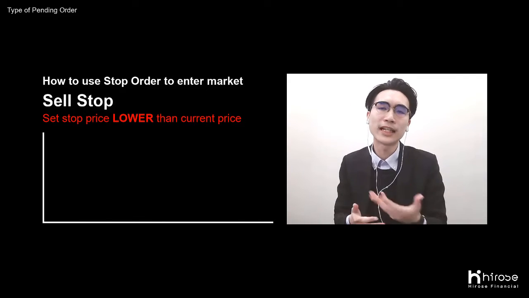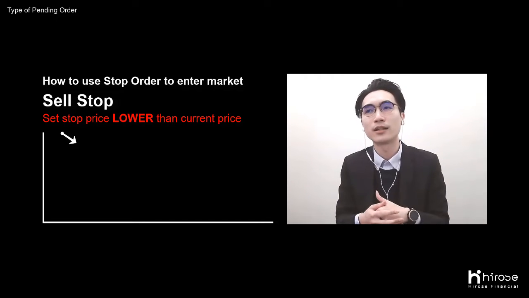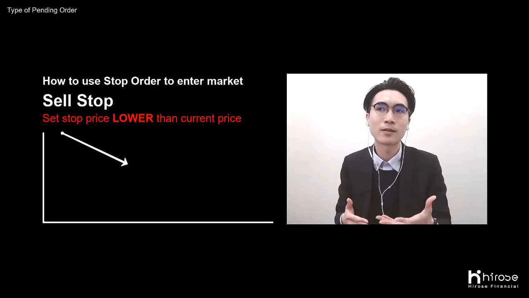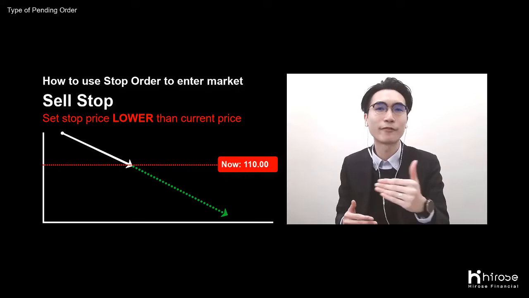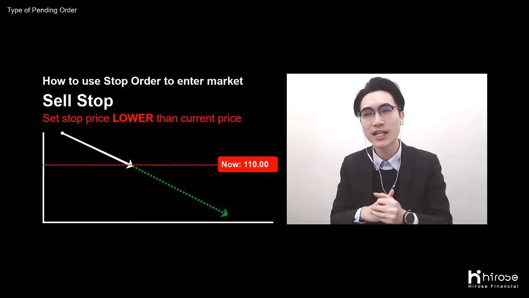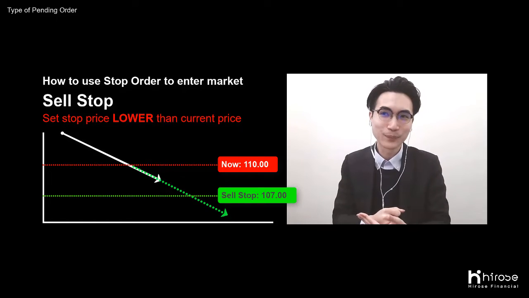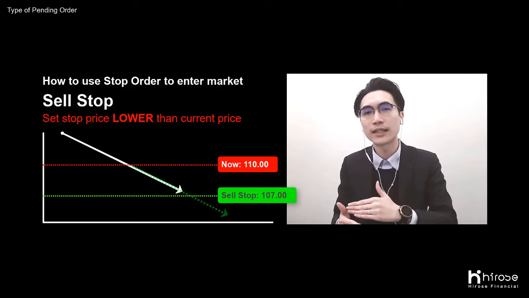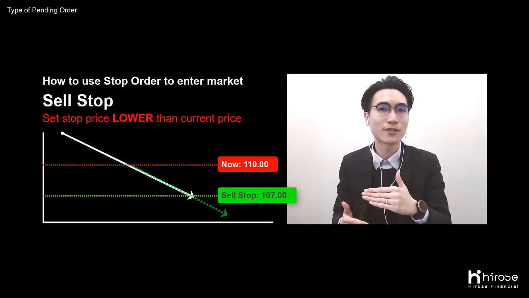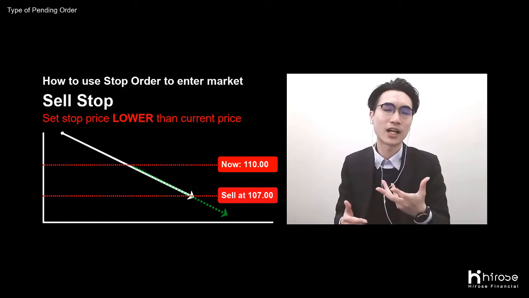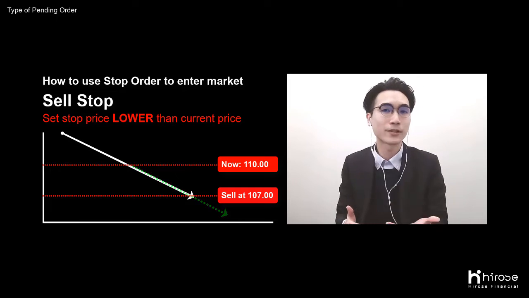Next, on the other hand, we have a sell stop order. Let's say again, the price for US dollar and Japanese yen now is 110. Predicting that the price is going to fall when it reaches 107, I will set my sell stop price at 107, which is lower than the current price. So when the market gets to my sell stop price, my order is going to be executed. That's how I enter the market with the sell stop order.